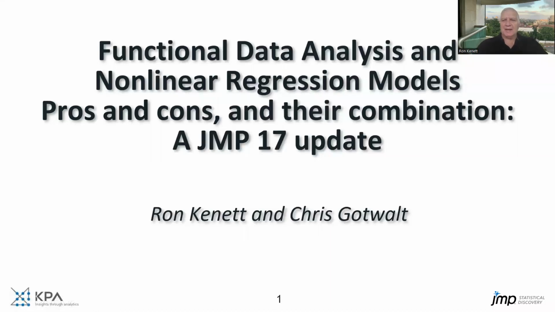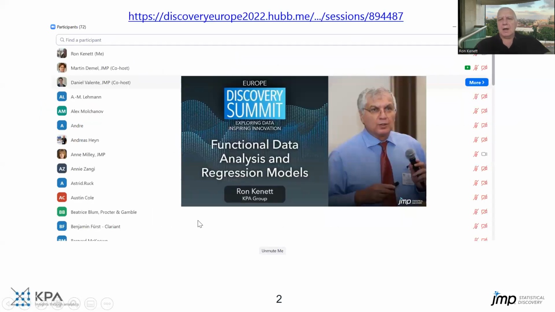I'm Ron Kenett. This is a joint talk with Chris Gotwalt. The short title of the talk is How to Generate Information Quality with JMP. And the detailed title is Functional Data Analysis and Nonlinear Regression Models, Pros and Cons and their Combination, a JMP 17 update. This is a follow-up talk to a talk we gave at the Europe Discovery Summit that you can look at on the JMP community.